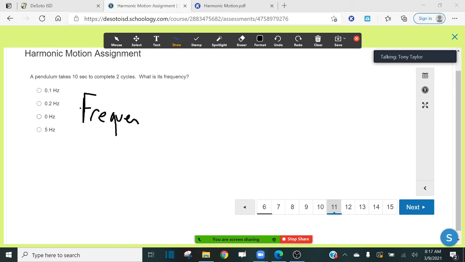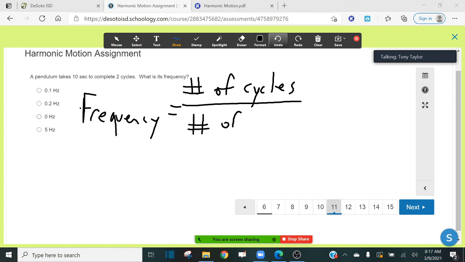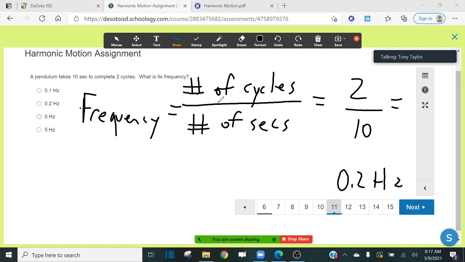So I'm going to write it down. Frequency is equal to the number of cycles divided by the number of seconds. Okay. So in this case right here, we have 2 cycles divided by 10 seconds. So 2 divided by 10 is equal to 0.2 hertz. So our answer here will be 0.2 hertz.